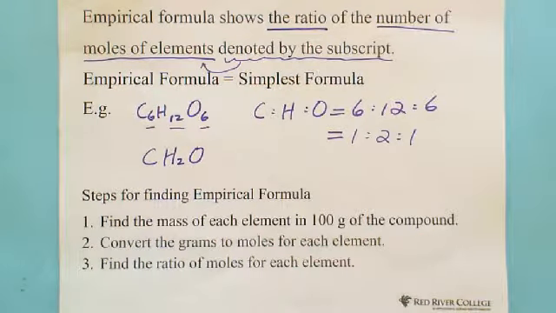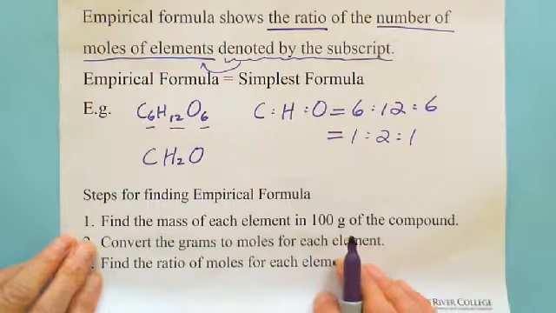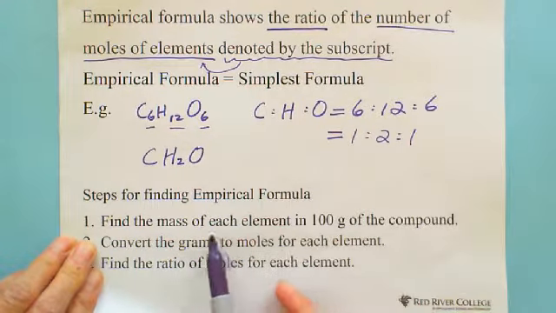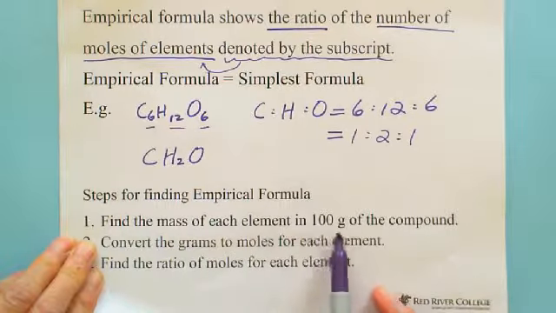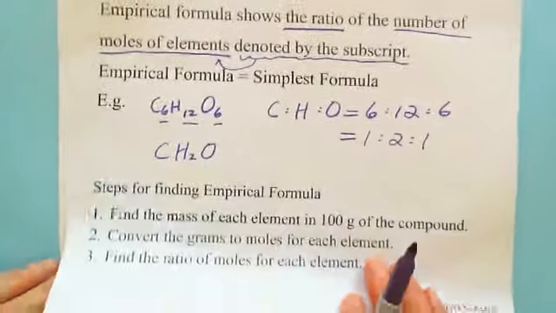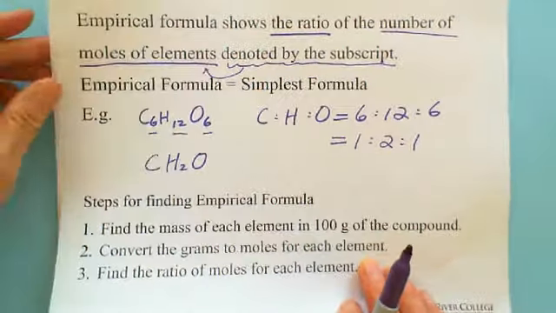To look for the empirical formula, we are given the percentage composition of the compound. From the percentage composition of the compound, we can find the mass of each element in 100 grams. Let's look at this example.